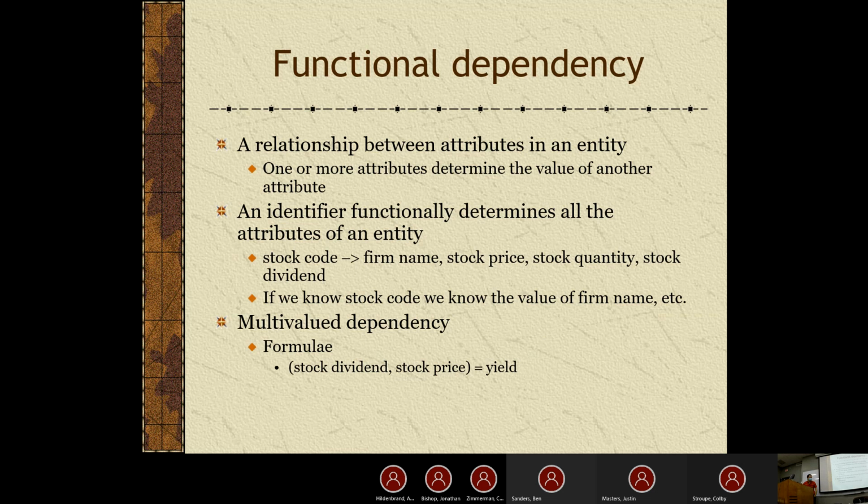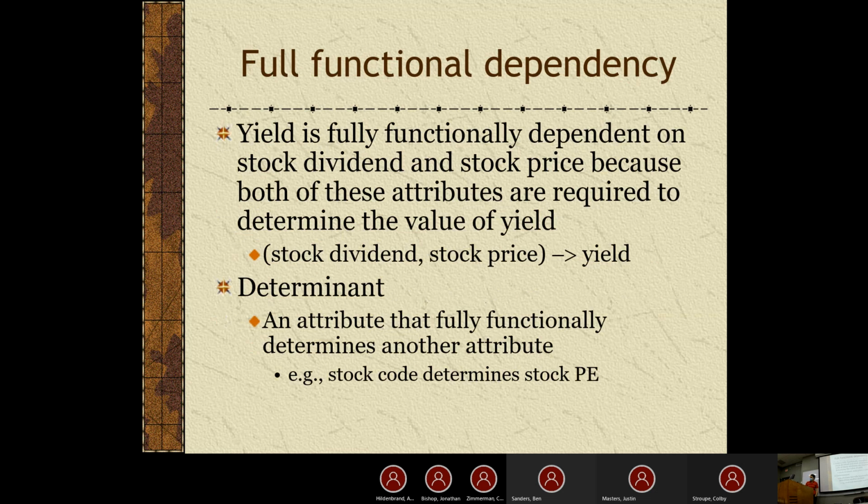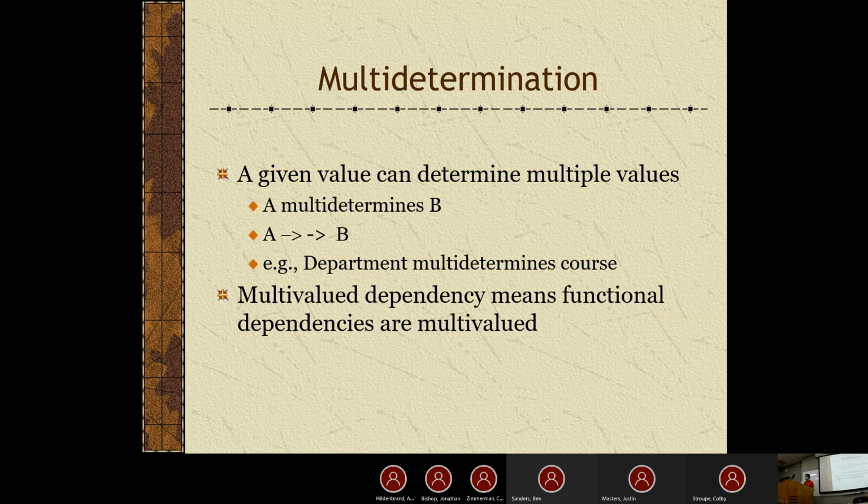But we can't do that with a single attribute. So then we have the idea of full functional dependency. Basically, this is saying that we can't determine the other thing at all without having the information. So that's really all there is to this. It's saying, can we determine yield without having stock dividend or stock price? We cannot. We have to have both of them to determine what the yield is. So certainly, that's going to be a case of full dependency, where we cannot determine what the value is without having these determinants. So that's basically all we're talking about here.